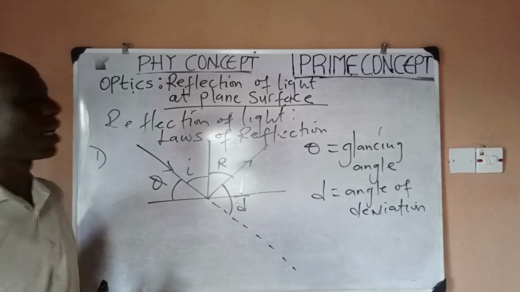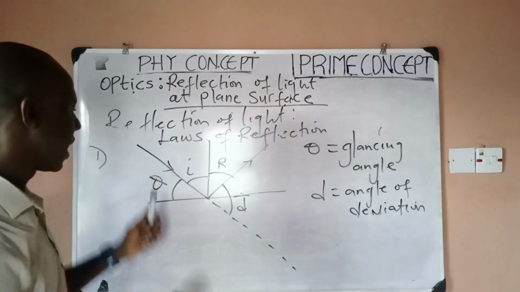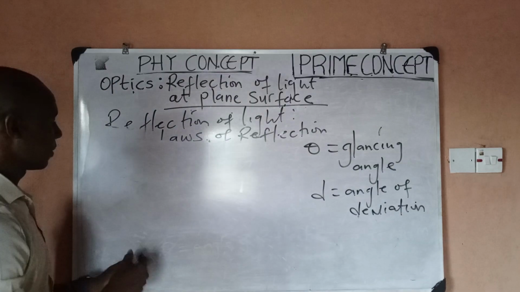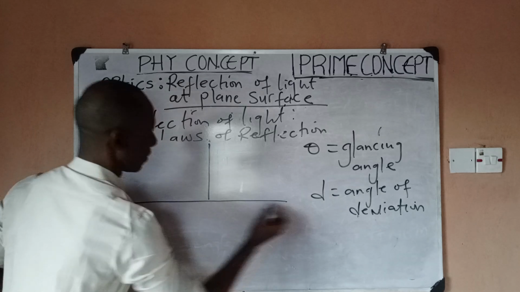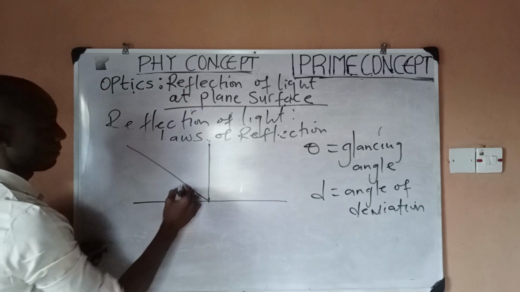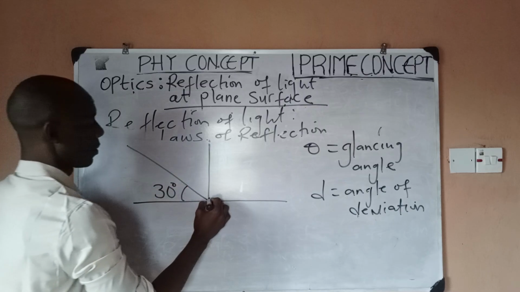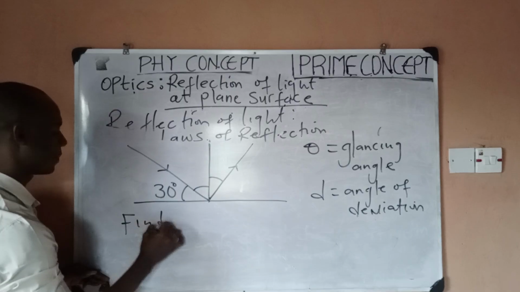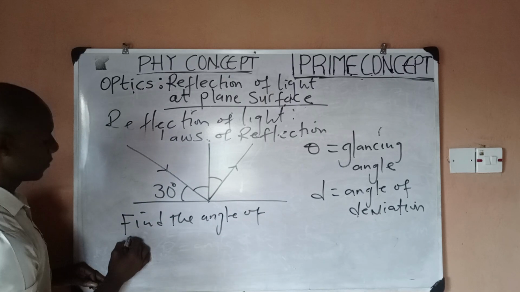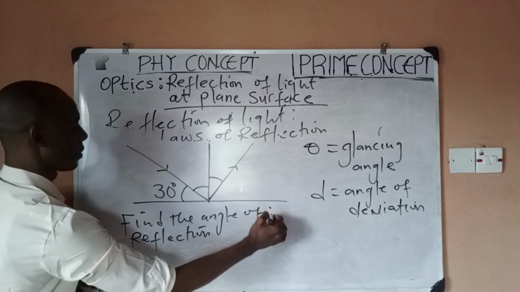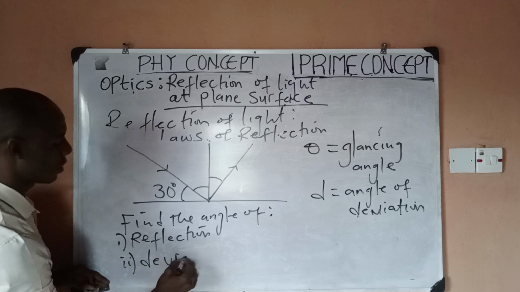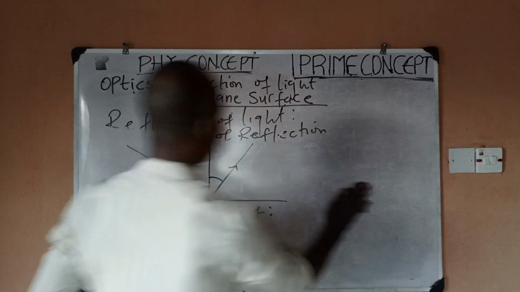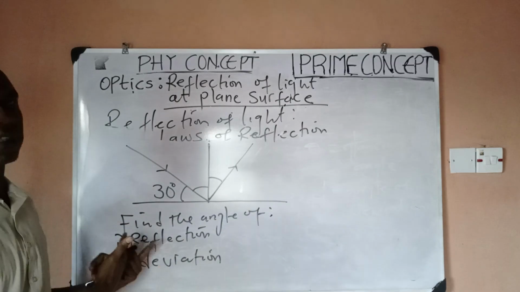I believe these angles are very clear to you. Now, to know that you really understand this, I will give a problem. Then you produce the answer before checking my own answer. So I have this. The question says, find the angle of reflection and deviation from the diagram. Now, quickly, just pause the video and try to solve this, then come back and check if your answer is correct.